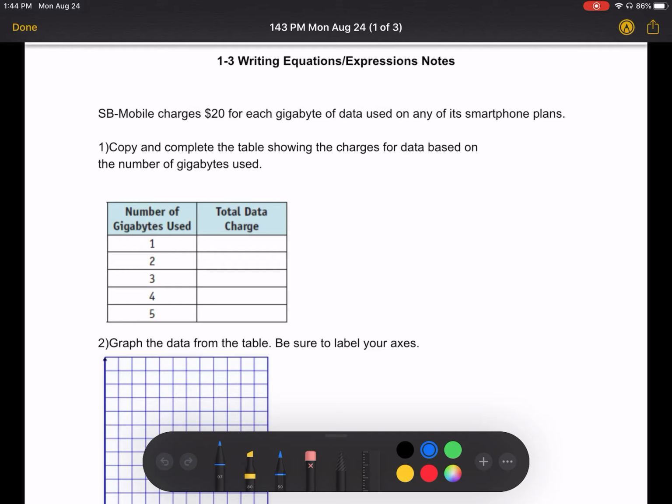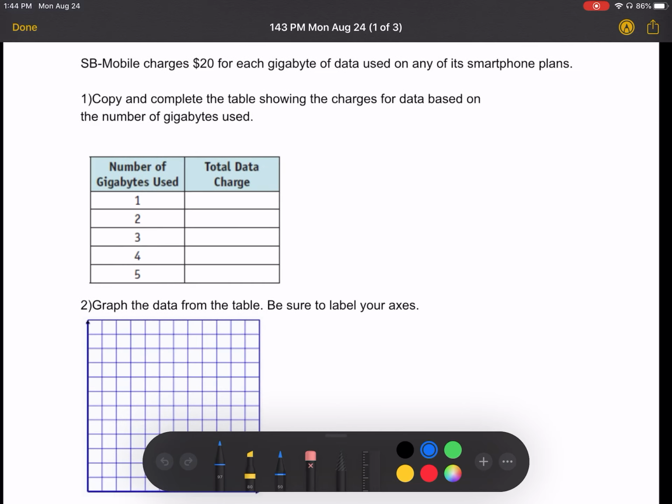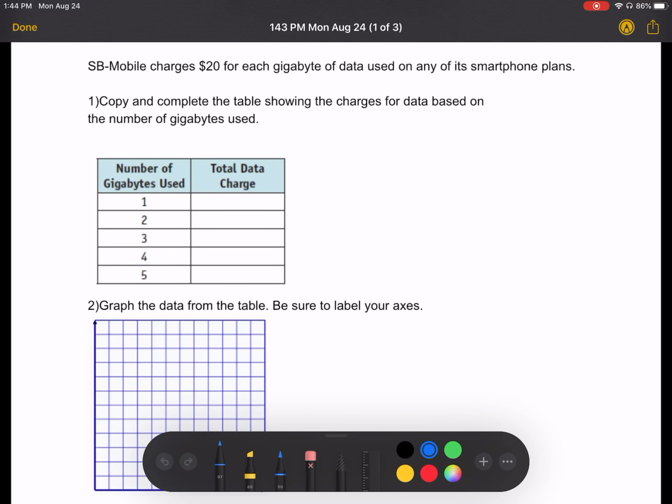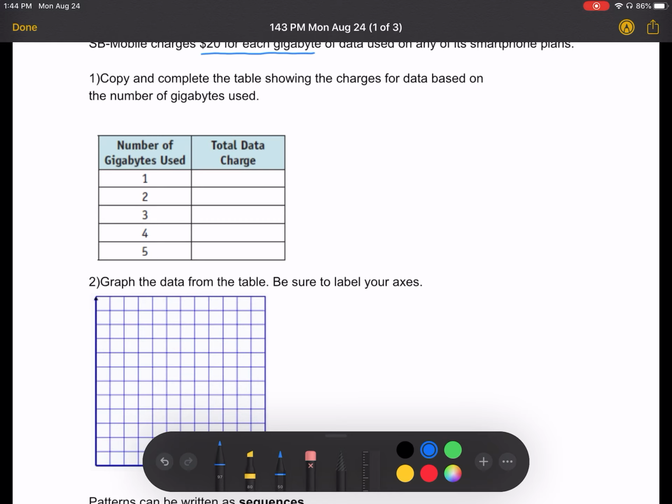Okay, so we're going to go into writing equations and expressions notes. Springboard Mobile charges $20 for each gigabyte of data used on any of its smartphone plans. So the first thing they want us to do is copy and complete this table showing the charges for data based on the number of gigabytes used.